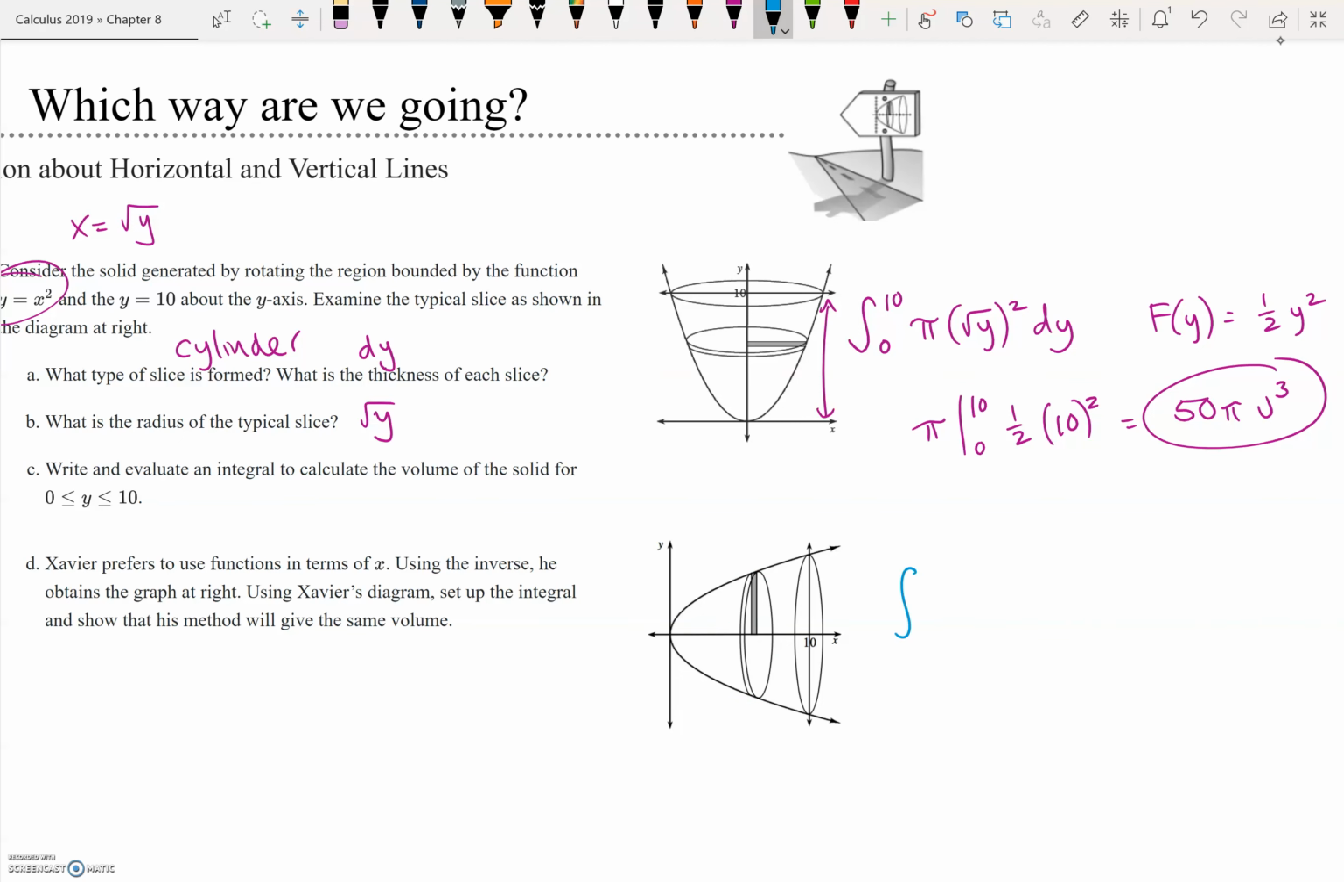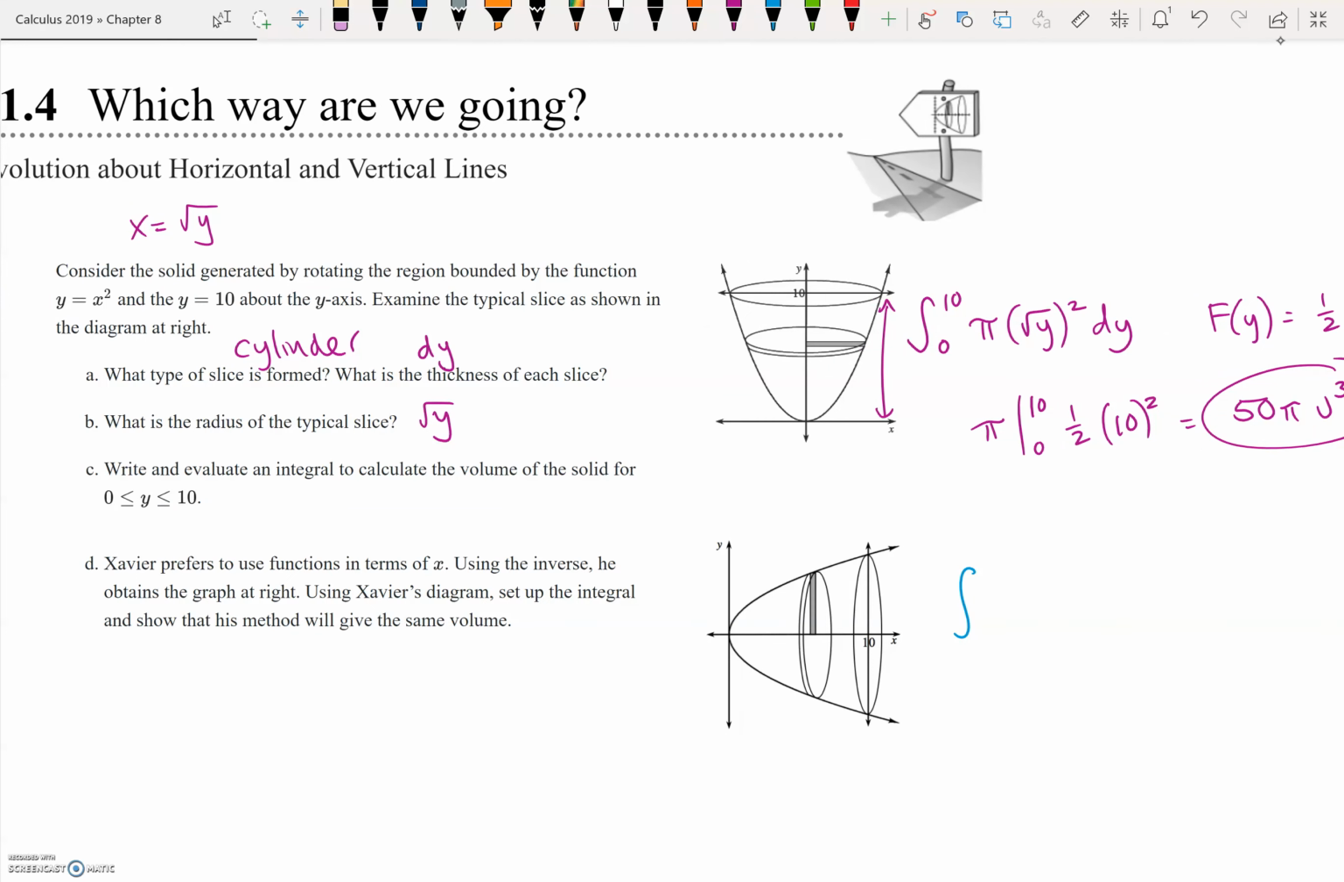This time we're going to use the actual equations that were given instead of having to convert them into terms of y. We're going to leave them as is. So we're going to go from 0 to 10 once again. This time it'll be pi times the square root of x, squared, because this equation is the square root of x. And so we had y equals x squared. The inverse of that is the square root of x. So we're going to say this is the square root of x, squared, dy.